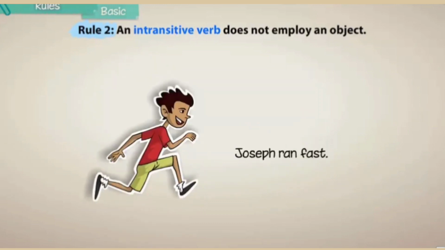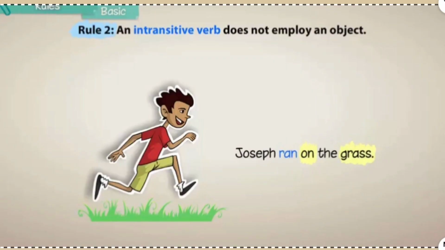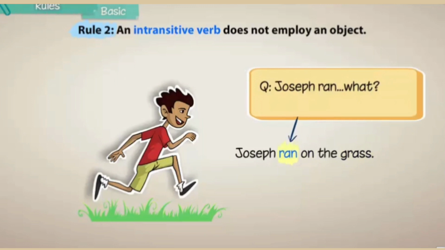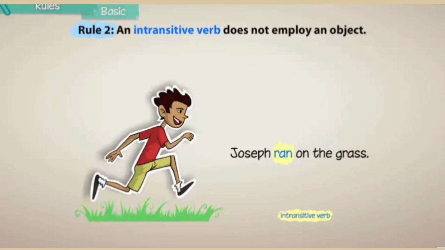Similarly, this sentence contains an adverb but no object. Thus, the verb ran is an intransitive verb. Now, in this sentence, some may think that the noun grass is the object because if we ask the question, what did Joseph run on? We get the answer, grass. But that's not correct. We should ask the question, what, to the verb in the sentence. In this case, we do not get any answer. So the verb is an intransitive verb.